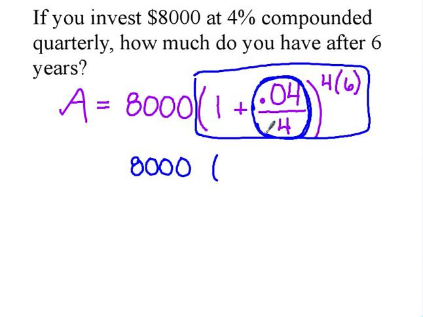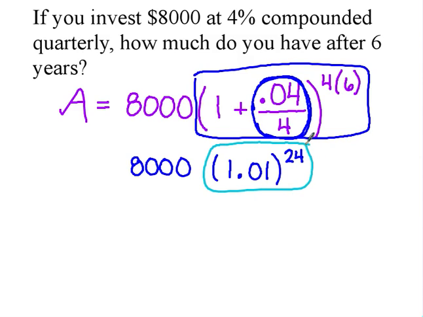0.01. I want you to add that to 1. And so if I add that to 1, I get 1.01 to the 24th power. So now what I want you to do is go ahead and calculate for me 1.01 to the 24th power.